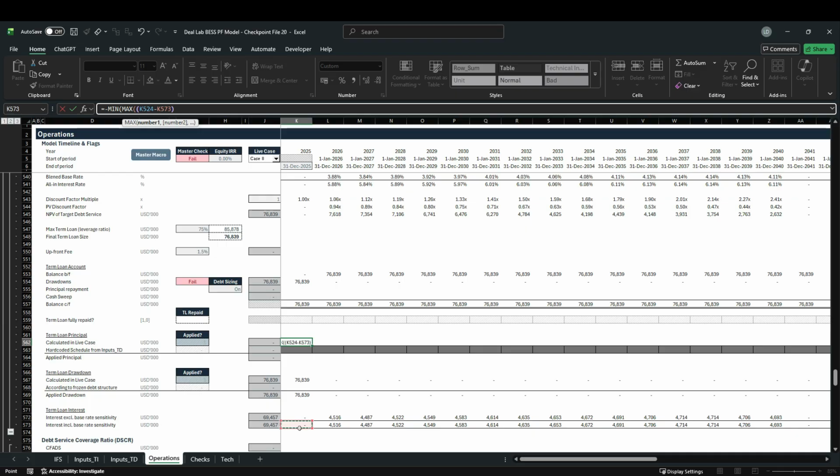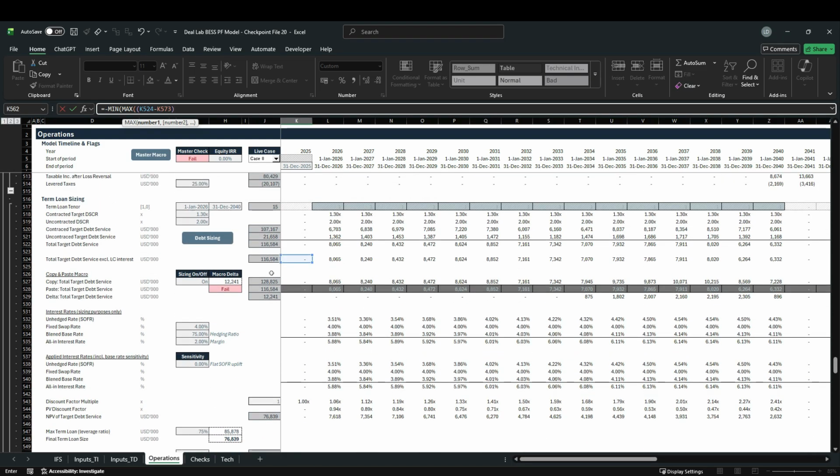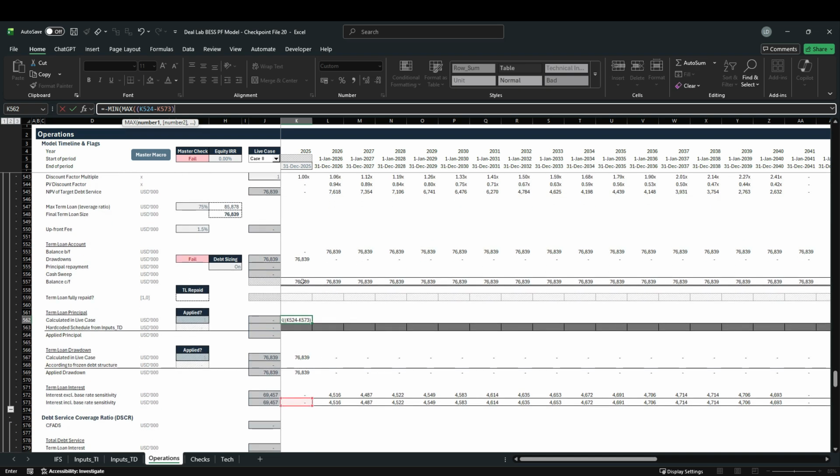So close parentheses here. And then we never want this value here to turn negative. So if for whatever reason our total target debt service would be lower than our interest expense, we want to make sure that we only get a principal repayment that doesn't flip any signs accidentally.